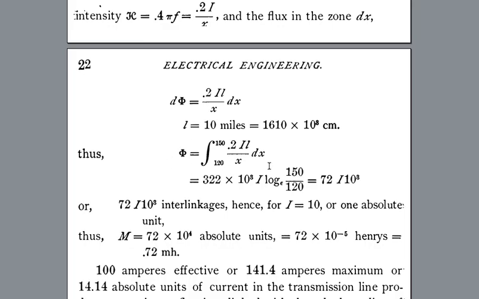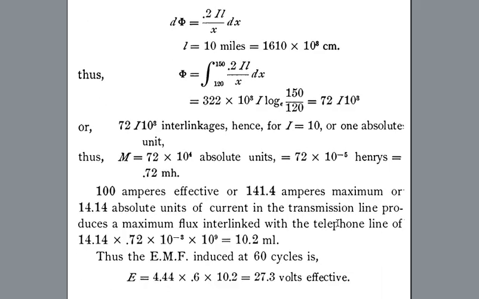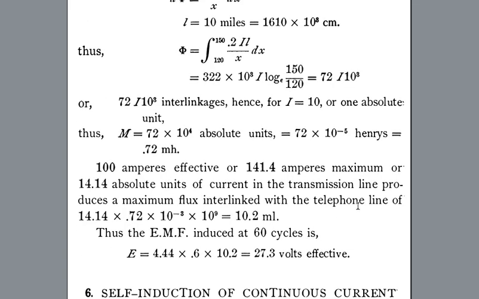Thus, phi equals the integral from 120 to 150 of 2I over x dx, which equals 32 times 10 to the 8th I log of 150 over 120, equals 7.2 times 10 to the 8th I, or 7.2 times 10 to the 8th interlinkages. Hence, for I equals 10, or 1 absolute unit, M equals 72 times 10 to the 4th absolute units, equals 72 times 10 to the minus 5th henries equals 0.72 millihenry.